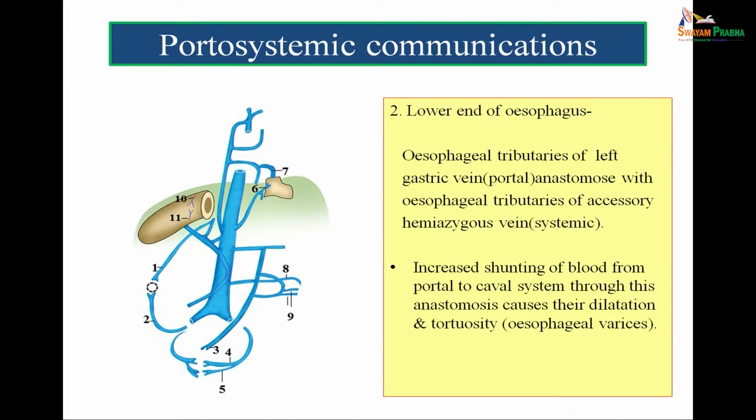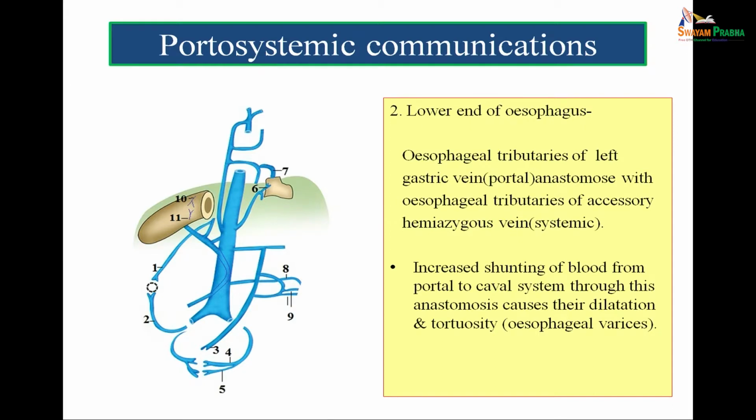Now, portal hypertension, you see here 1 and 2 represent the area where caput medusae is formed. 6 and 7: the esophageal tributaries of the left gastric vein, which are portal, are uniting with the esophageal tributaries of the accessory hemiazygos vein, represented by 7. So, 6 is the portal system, 7 is the systemic system. They are meeting in relation to the upper end of the stomach or the lower end of the esophagus. So, esophageal tributaries of the left gastric vein, portal, anastomose with esophageal tributaries of the accessory hemiazygos vein.